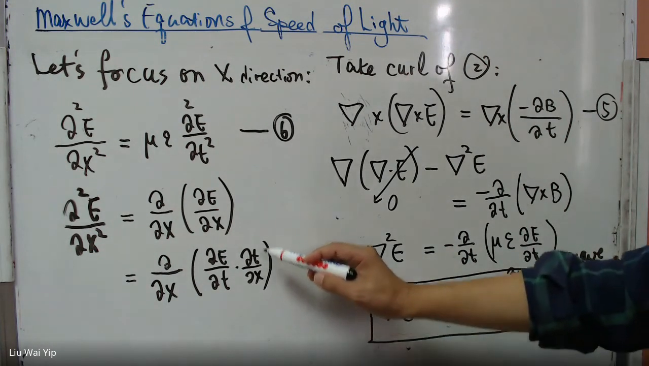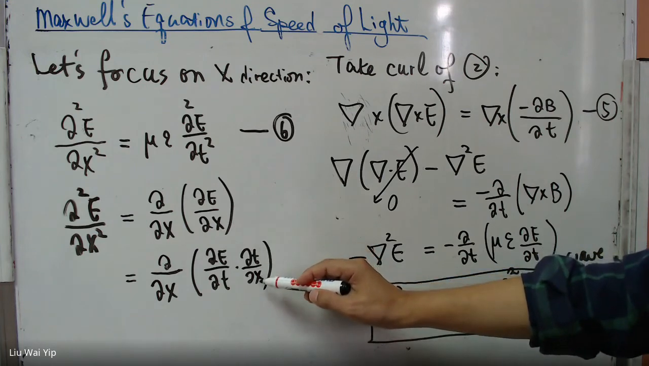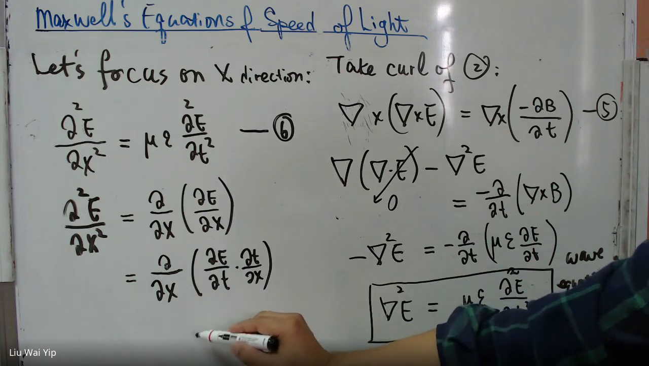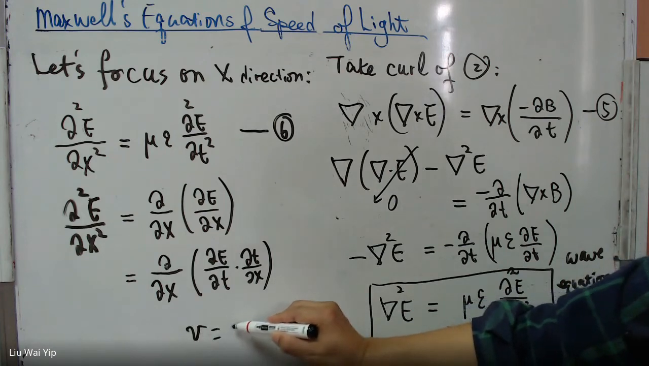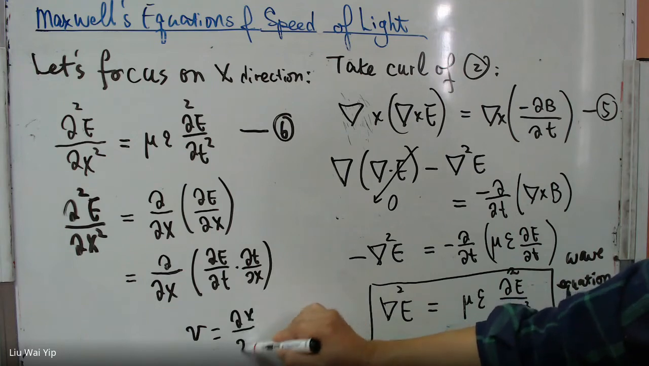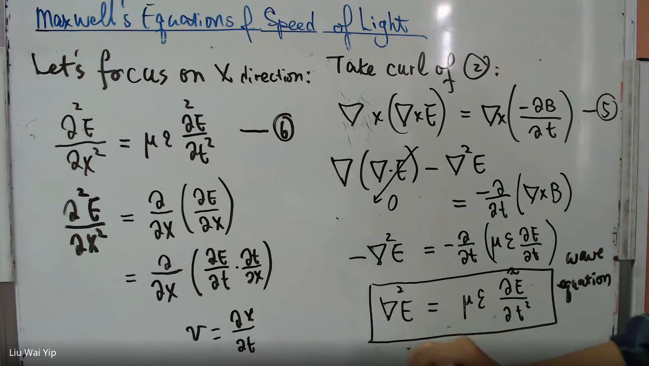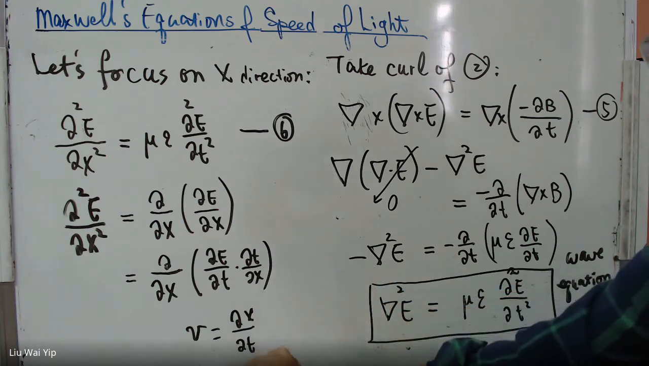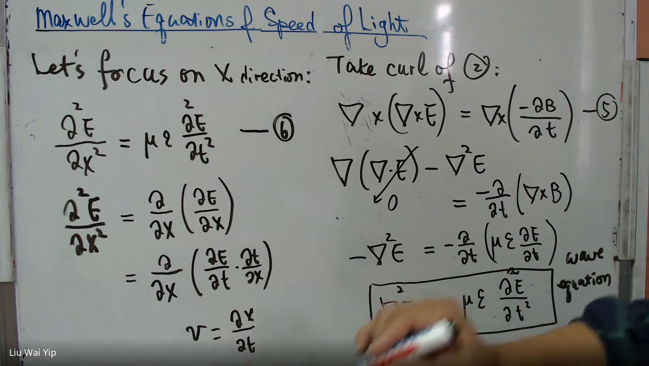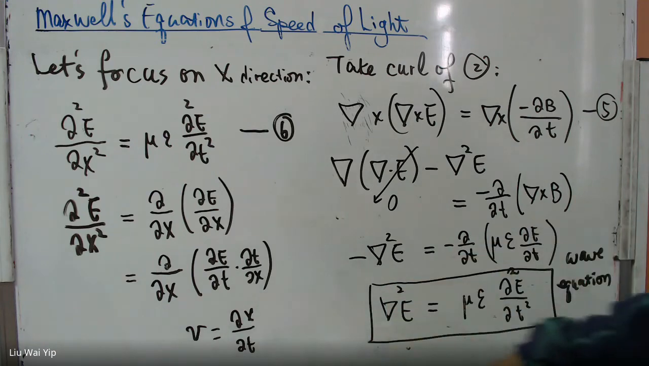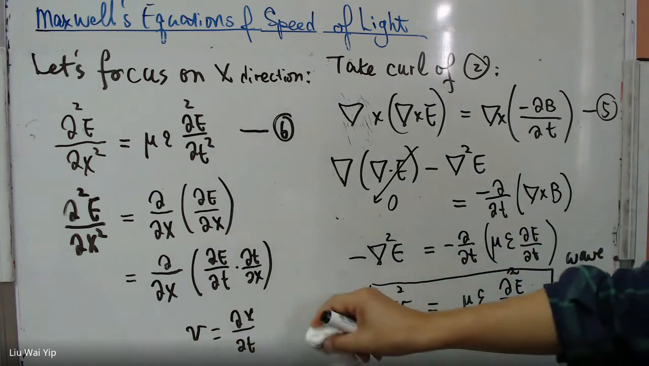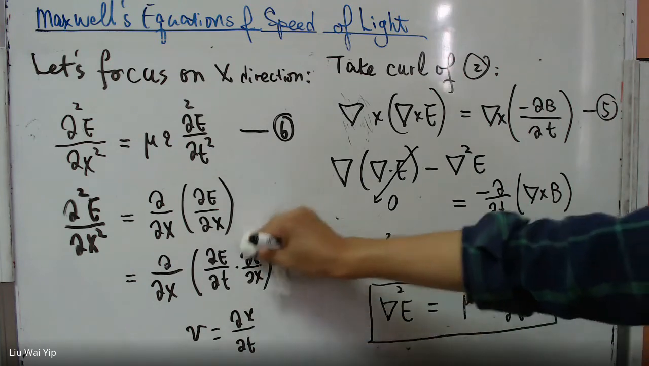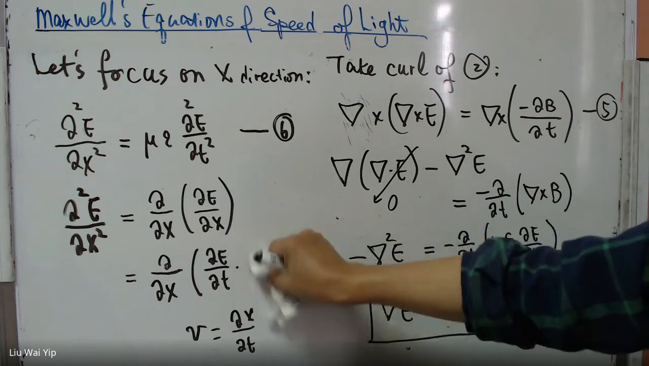So what is del t divided by del x? If you have done calculus, you know that velocity is equal to del x over del t. So if you have 1 over del x, you know that this one is actually 1 over v. So we can rewrite this.